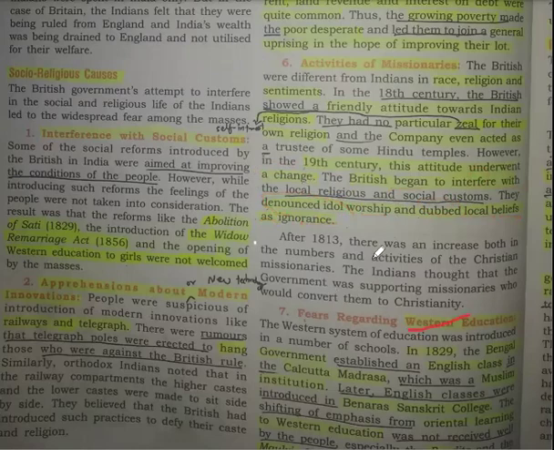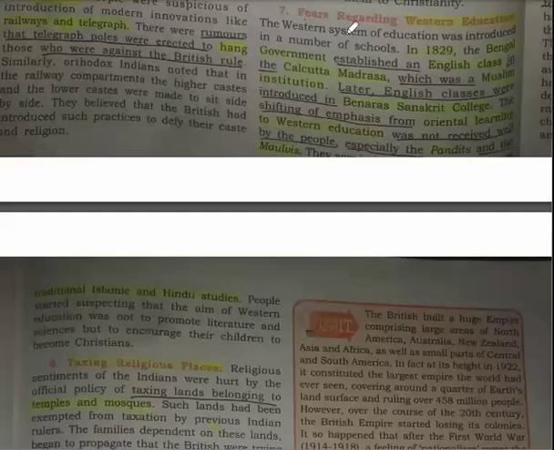Fears of Western education. The Western system of education was introduced in a number of schools in 1829. The Bengal government established an English class in Calcutta Madrasa, which was a Muslim institution. Later, English classes were introduced in Benares Sanskrit College. The emphasis shifted from Oriental learning to Western learning. Western education was not received well by the people, especially the Pandits and the Maulvis.